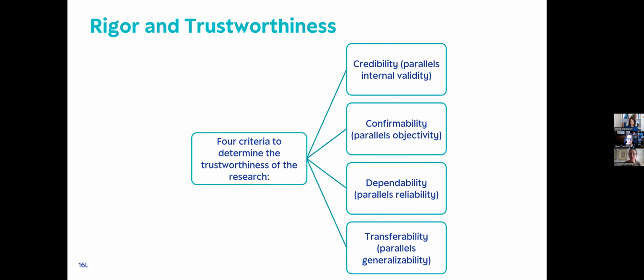The third trustworthiness criterion is dependability, which parallels reliability in quantitative research. And finally, transferability, which I mentioned a few moments ago, parallels generalizability, where the reader would decide for themselves, based on the description that is provided in the study, whether or not the findings could be applied to their own particular setting or context.